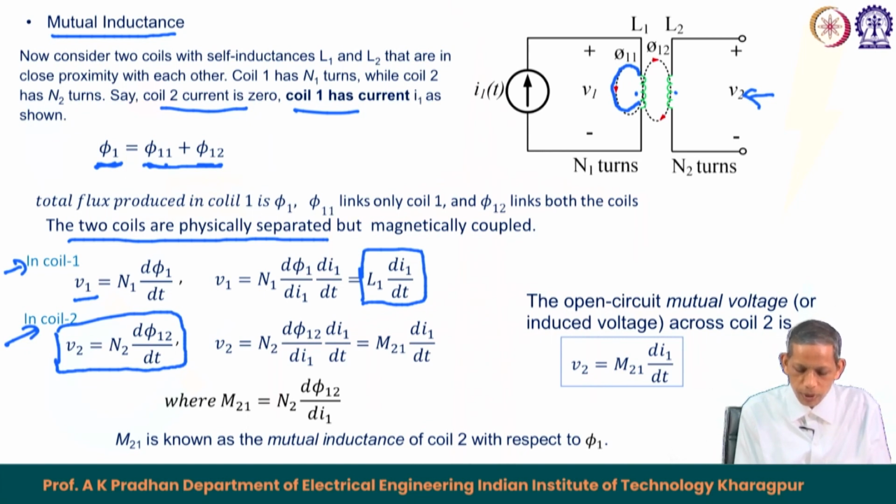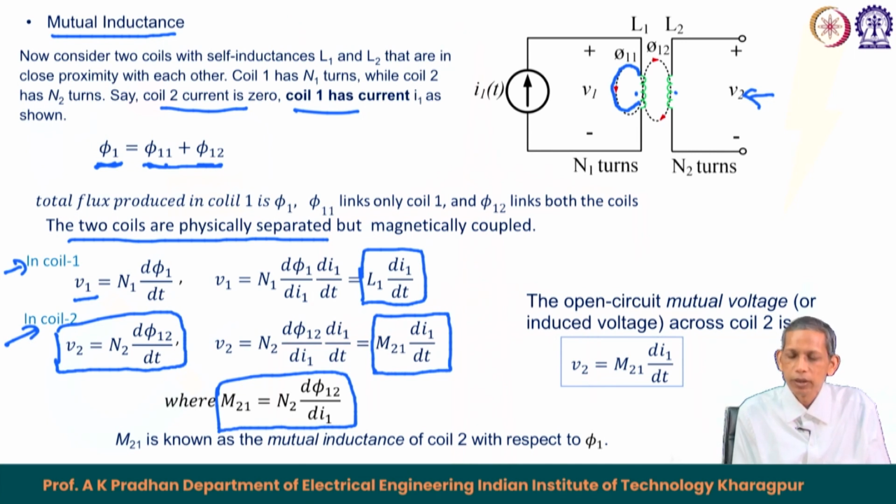Note the second coil has no current. So, V 2 in a similar way equals N 2 d phi 1 2 by d I 1 into d I 1 by dt, and that we can refer to as M 2 1 d I 1 by dt, where M 2 1 is N 2 d phi 1 2 by d I 1. So, like the self inductance case, we formulate N 2 d phi 1 2 by dt, where the flux is produced by I 1. A current change in the first coil results in a flux change in the second coil.